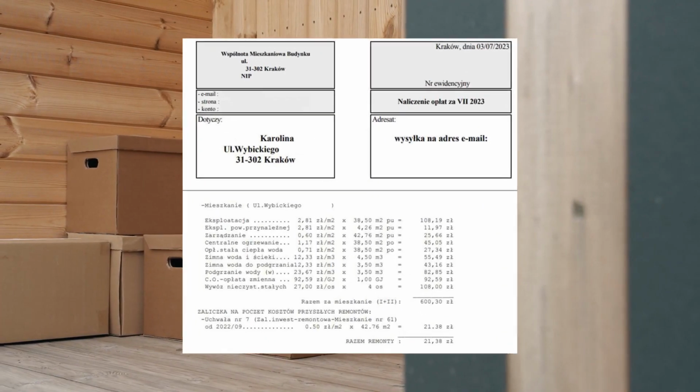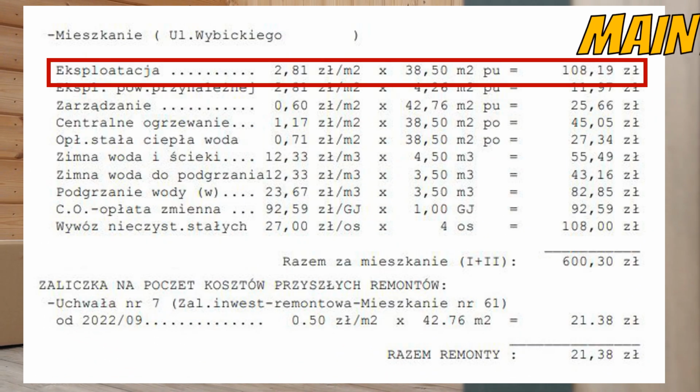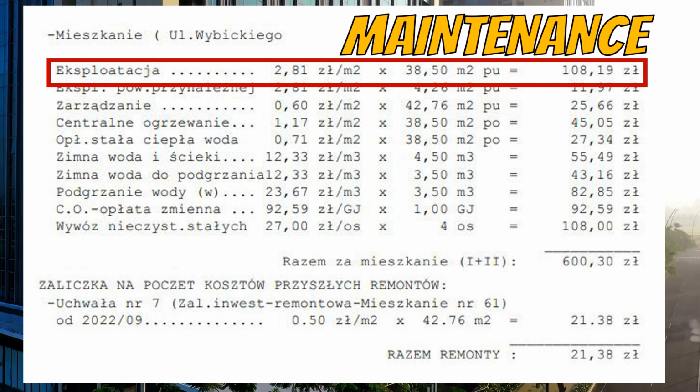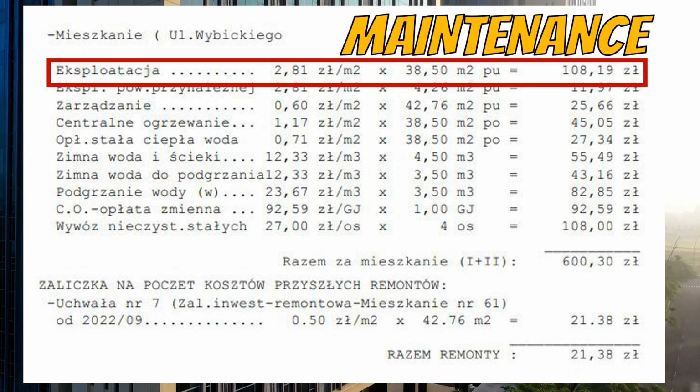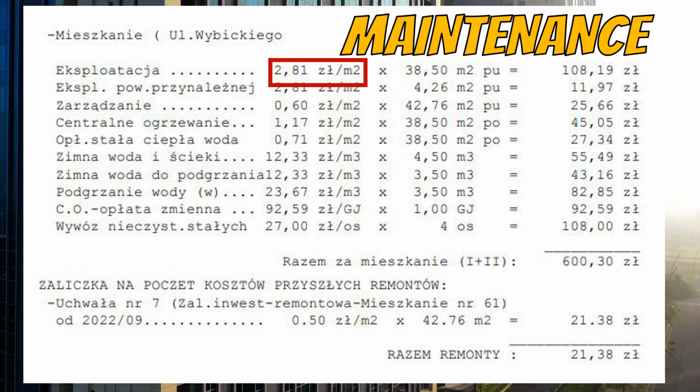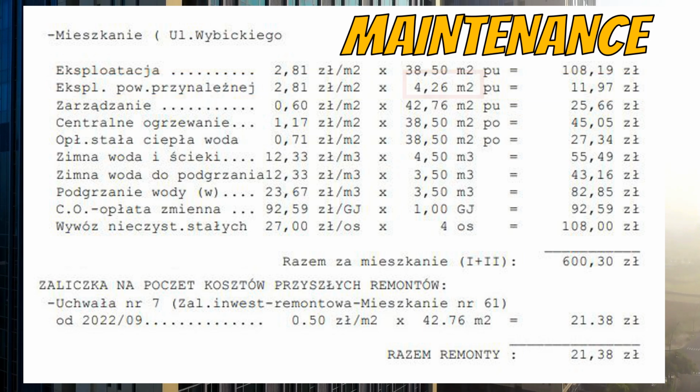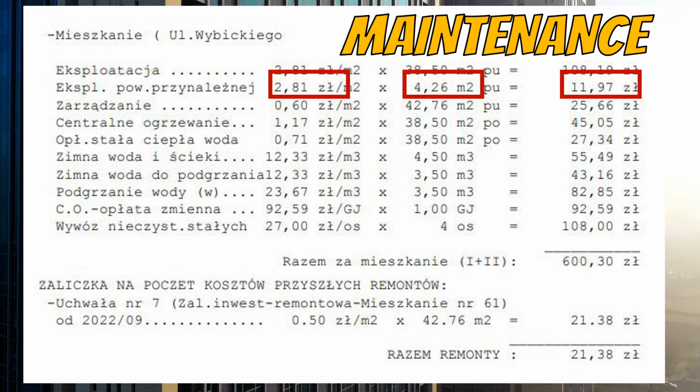Here is my example. This item represents costs such as supplying water or gas to the building. It's not related to the amount consumed, it's simply the costs associated with their presence in the building. Typically, it's calculated as a certain amount multiplied by the number of square meters of the apartment. Because in this case, the apartment includes a storage room with an area of 4.26 square meters, I also cover the operating costs for it.